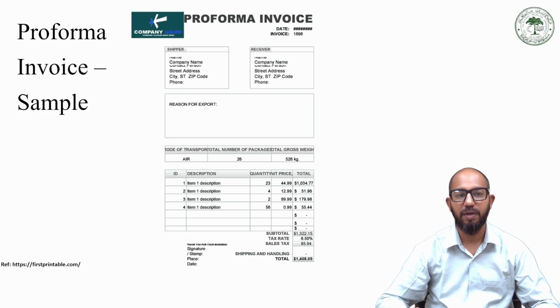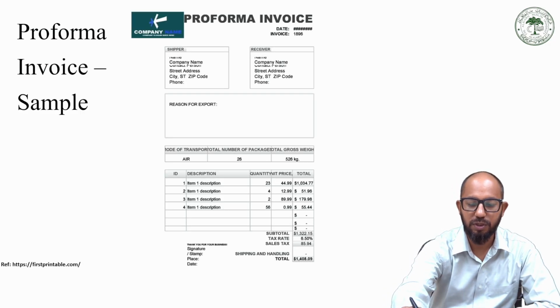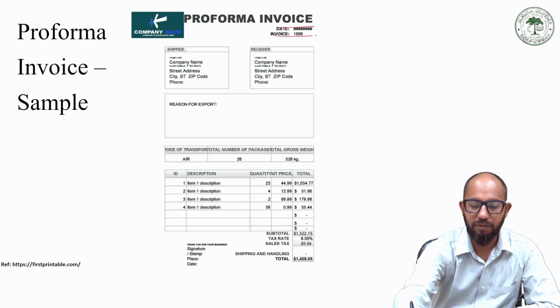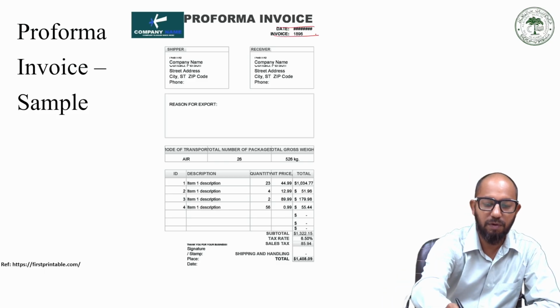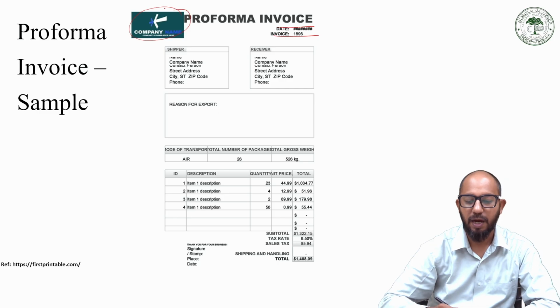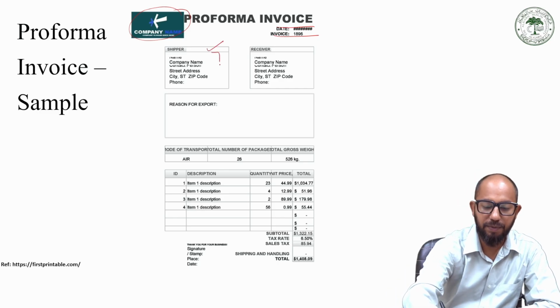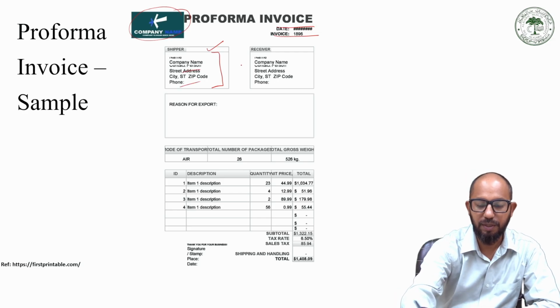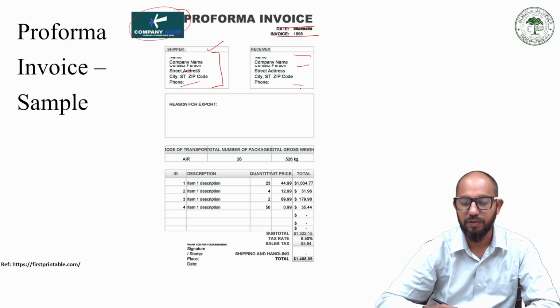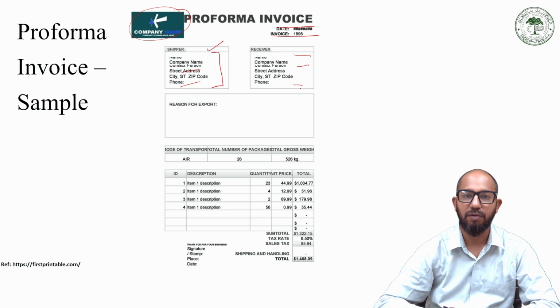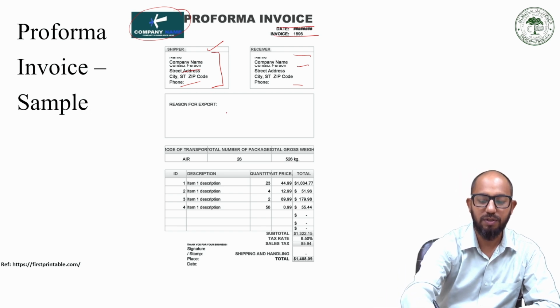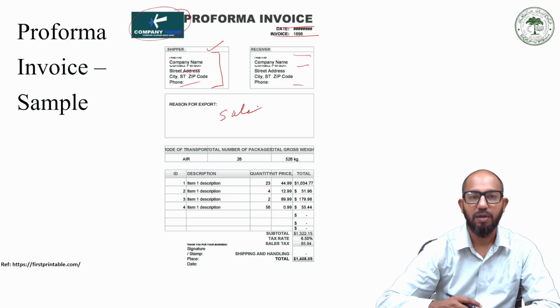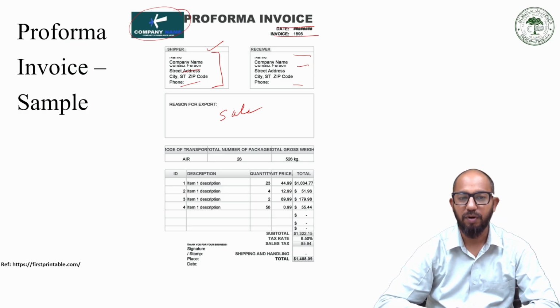Here we have a sample proforma invoice. Dear students, you can see that on the right side we have the date and invoice number. There will be the logo of the company, and the shipper is the company which is exporting the goods, that is this company here, and the receiver is the company which will receive the goods at their destination country. What is the reason for export? It can be sale, it can be counter trade, it can be medicine, it can be social sector, whatever.